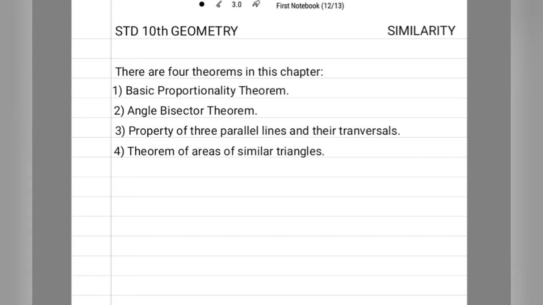In this chapter we have four theorems, that is the basic proportionality theorem, the angle bisector theorem, the property of three parallel lines and their transversals, and the theorem of areas of similar triangles. Now the first two theorems are really very important from your exam point of view.